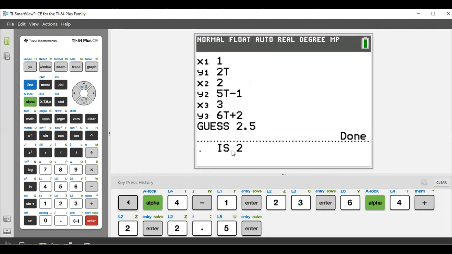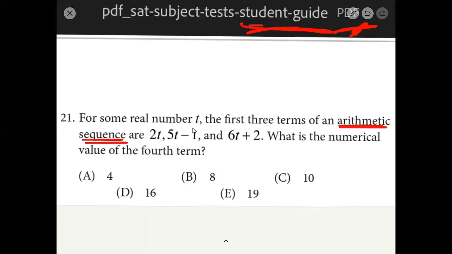So that means that, let's go back to our equation real quick, or to the problem. So that means that our first term is going to be 2 times 2, which is 4. Our second term is going to be 5 times 2 minus 1, which is 9. Our third term is going to be 6 times 2 plus 2, which is going to be 14.